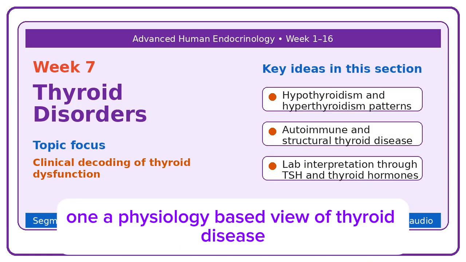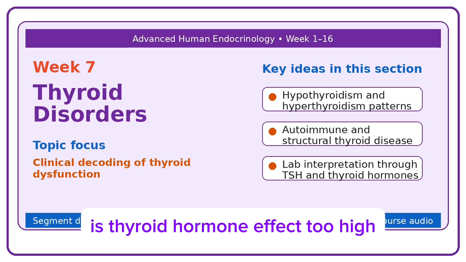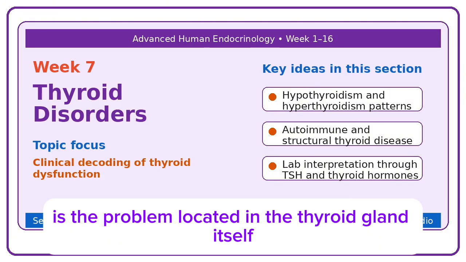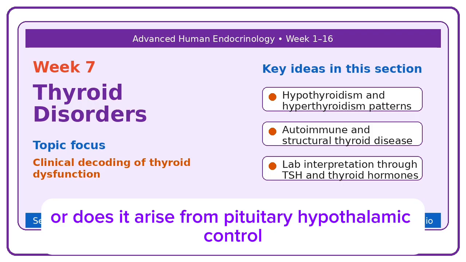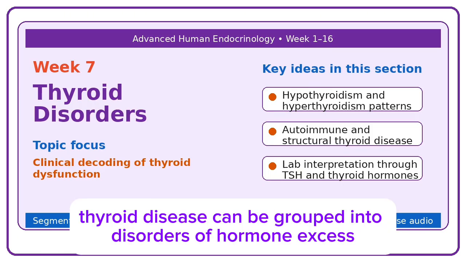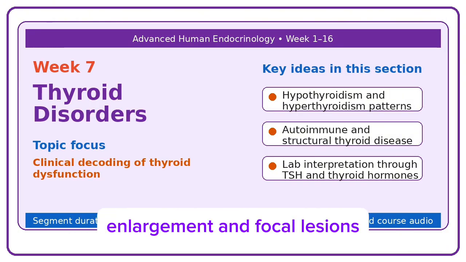1. A physiology-based view of thyroid disease. Thyroid disorders can be understood by asking two broad questions. Is thyroid hormone effect too high, too low, or structurally normal? Is the problem located in the thyroid gland itself, or does it arise from pituitary hypothalamic control? Using this logic, thyroid disease can be grouped into disorders of hormone excess, hormone deficiency, inflammation, enlargement, and focal lesions.